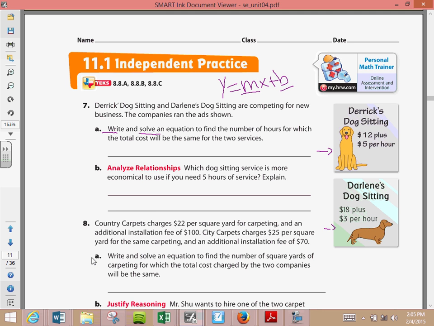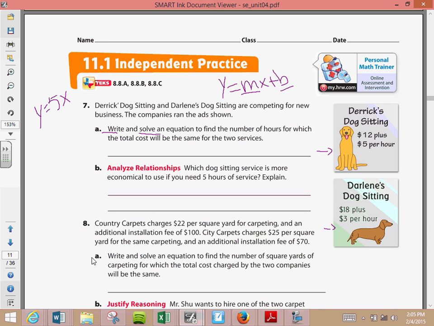For Derek's dog sitting, what will be the M? Hello? For Derek, what is the M? 5x. Can somebody explain to me why 5 is the M? Tabaria. Per hour. That's right. So the keyword is per. That means that's the one that's going to change depending on how many hours your dog's sitting, right? What about the 12? Does that change?